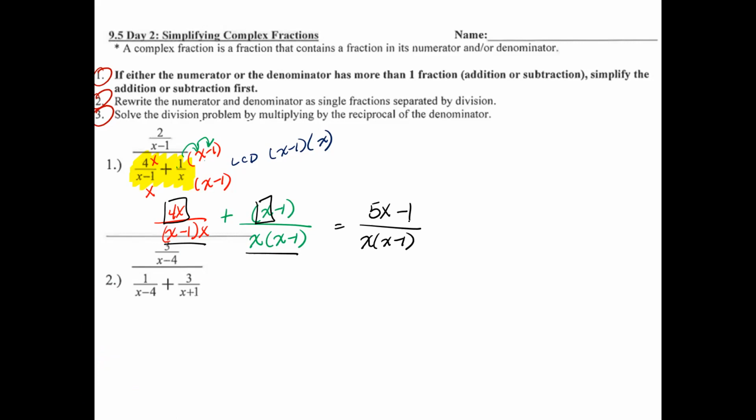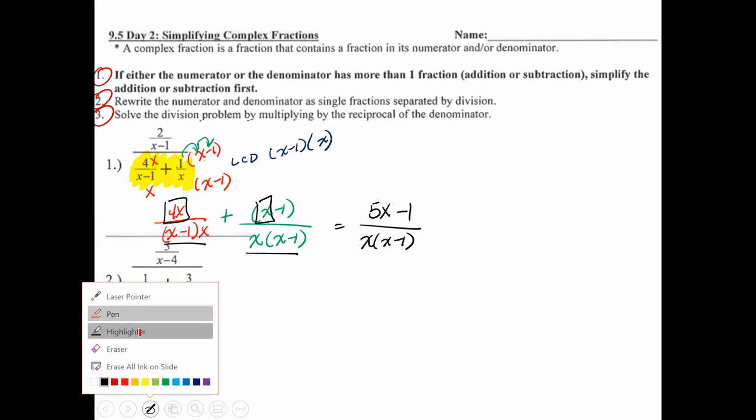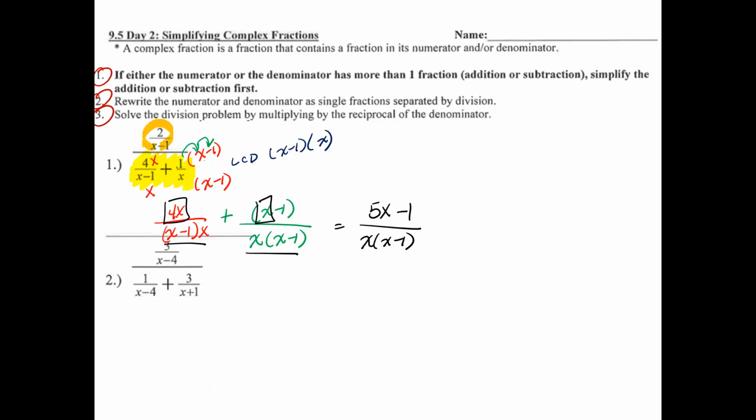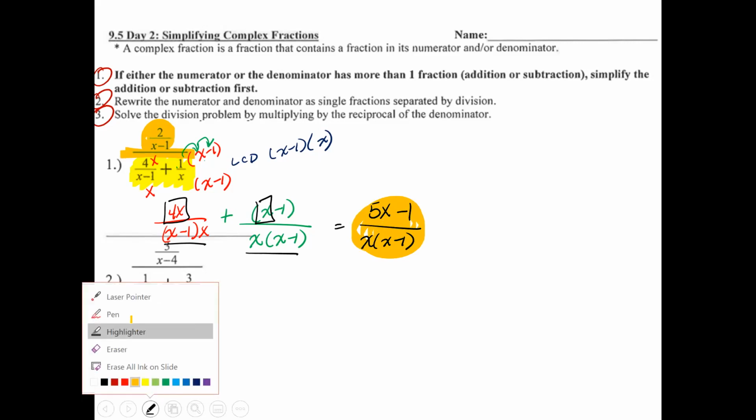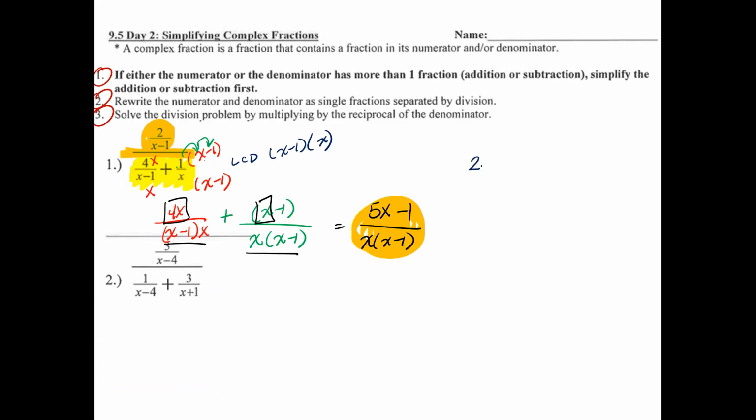So now you just rewrote the denominator, and in your head, you have to think about the fact that it's still this numerator in orange divided by this new denominator. So I'm going to have 2 over x minus 1, which is my numerator, divided by 5x minus 1 over x times x minus 1. And isn't this bar the same thing as this division sign? It's the same thing, right? I just rewrote it differently.